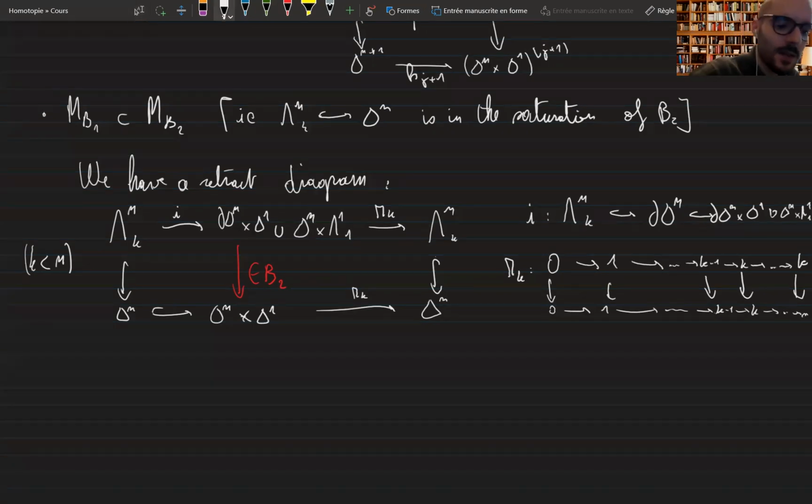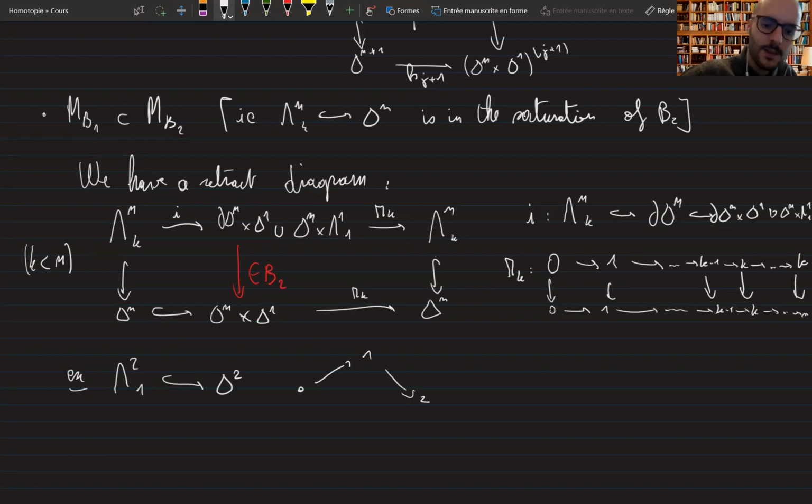So for example, just to show you what's actually going on, let's show that delta lambda 2 1 included in delta 2. So this is this horn inside the full simplex. It can be obtained as a retract of a map like this. Okay.